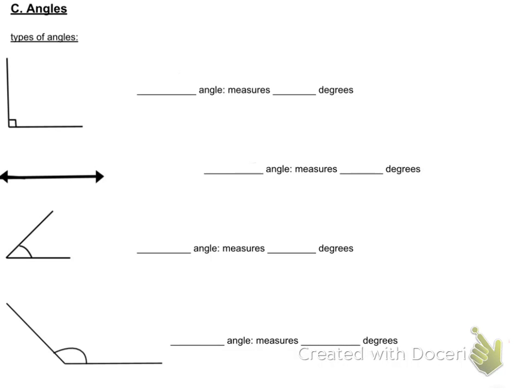Okay, next up, angles. We have four different types of angles that we're going to talk about today. The first one is what kind of angle? Right angle. It's a right angle because it has a box in it. So that is a right angle because it's not wrong. It's a right angle, and all right angles measure how many degrees? 90 degrees.